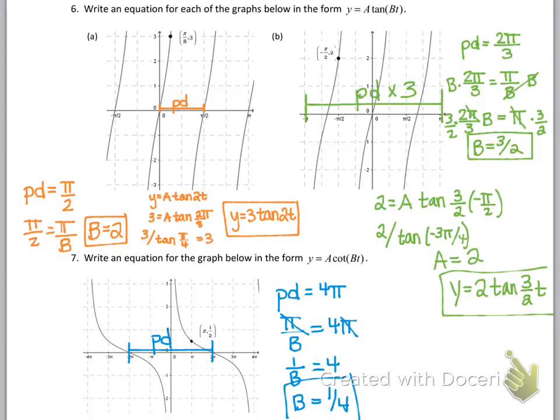And then if you were to solve for a, you would get 1/2. So our equation is 1/2 times... this one's cotangent, you have to notice it decreases from left to right, of 1/4 times t, or you could even write t over 4.